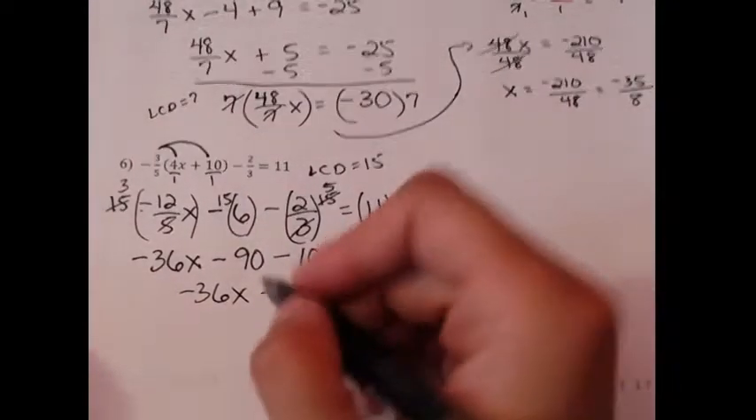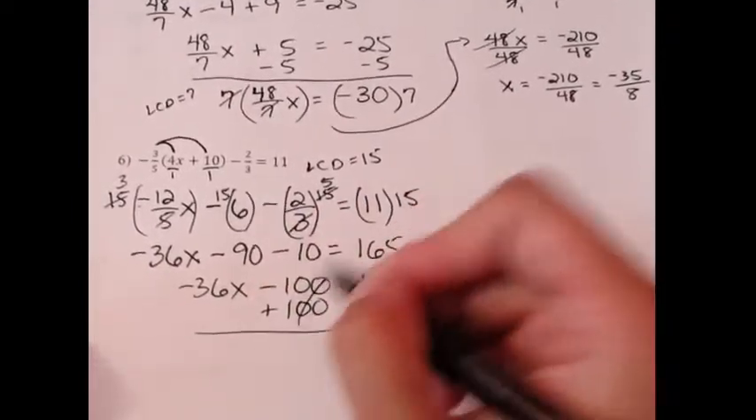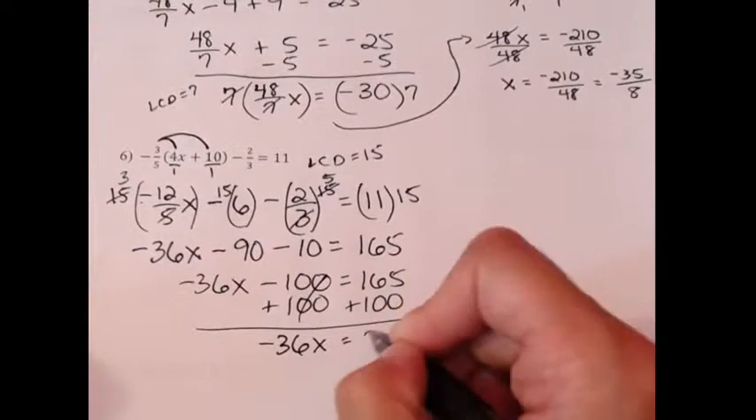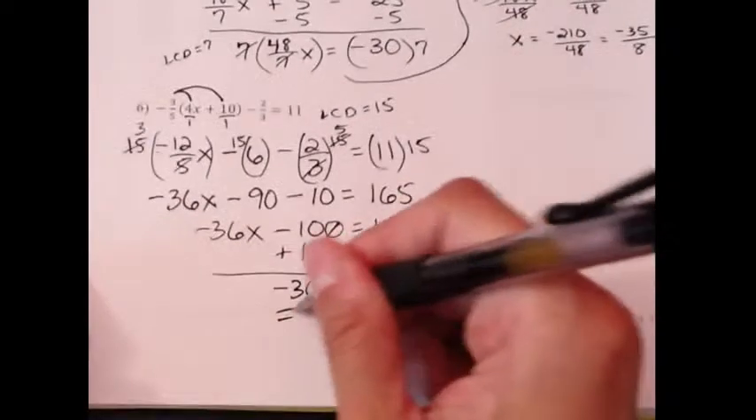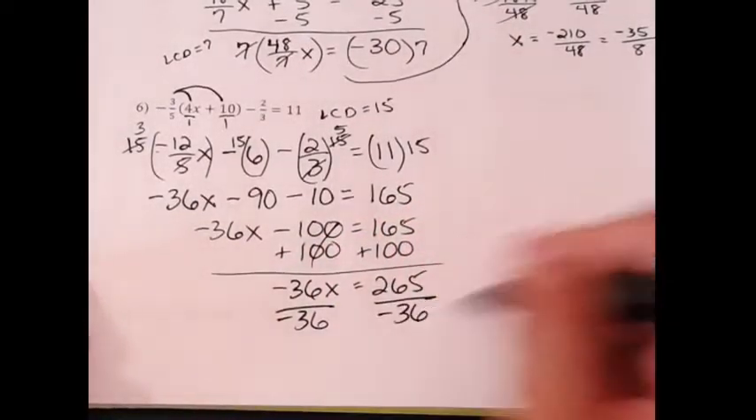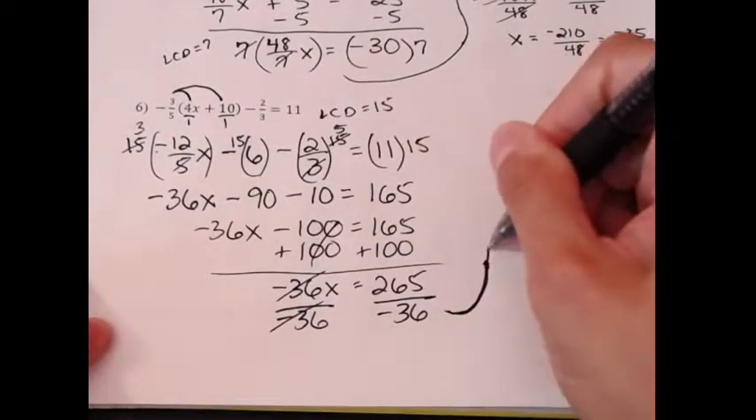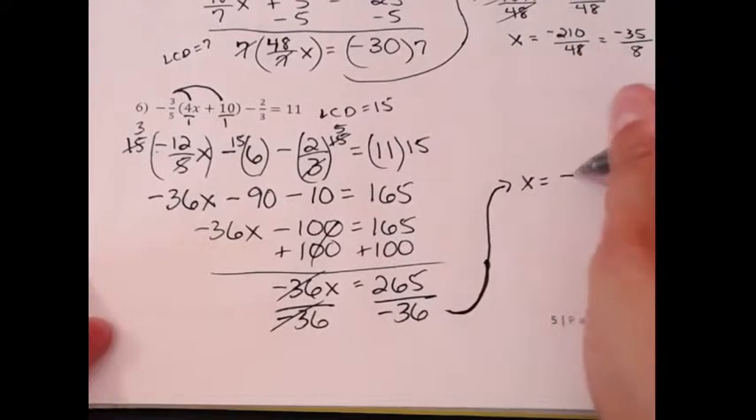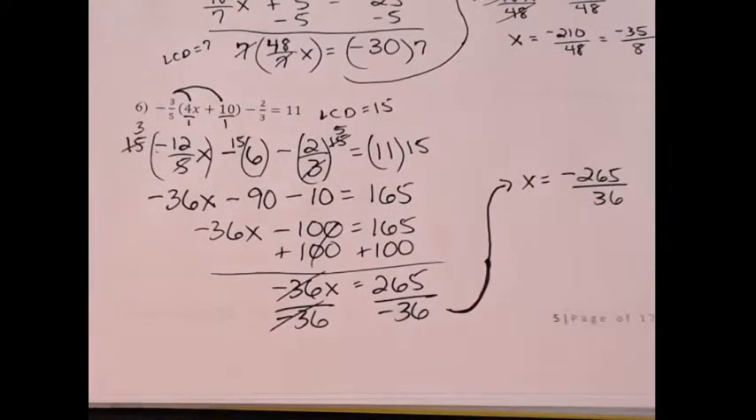And then we add 100. Opposite operation to move to the opposite side. So we have negative 36x is equal to 265. Then we divide by negative 36. Notice these cancel. It leaves us with x is equal to negative 265 over 36. If you're unsure whether or not it reduces, just go ahead and throw that into your calculator. It actually does not reduce, so that is your final answer.